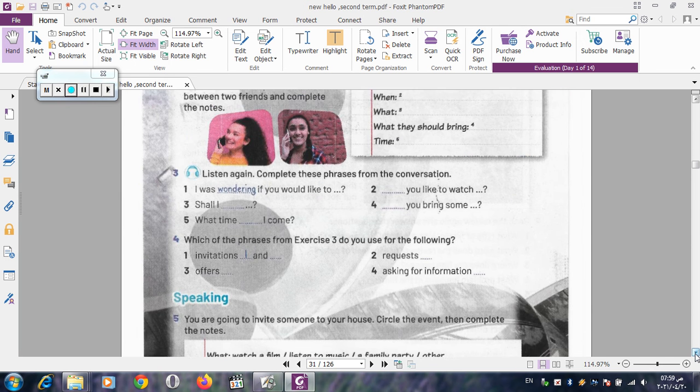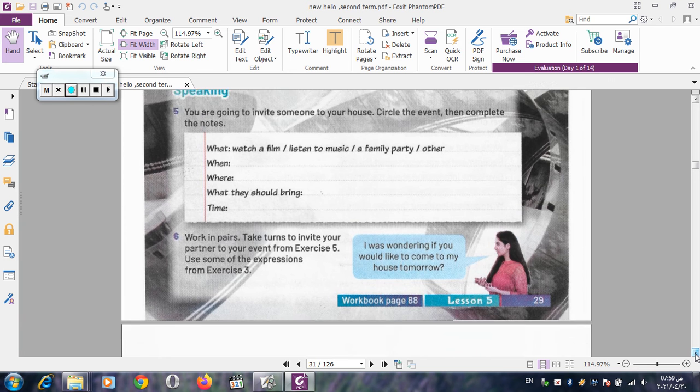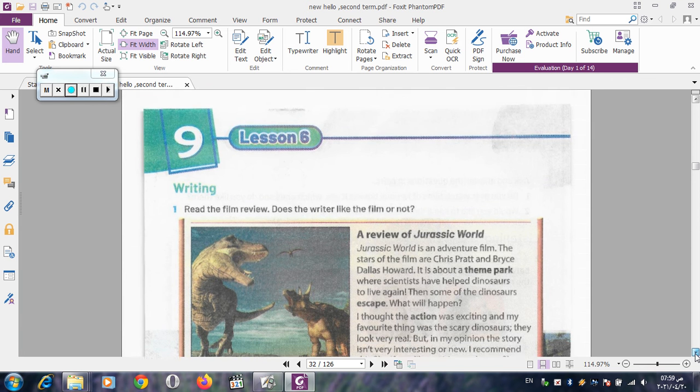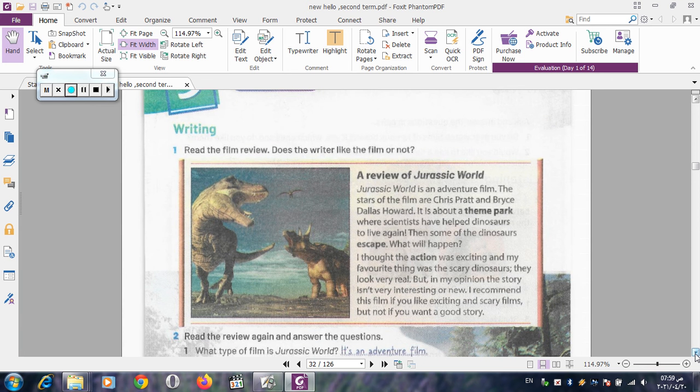After that, we have here listening. Then in lesson 6, a review of Jurassic World. Jurassic World is an adventure film. The stars of the film are Chris Pratt and Bryce Dallas Howard. It's about a theme park.